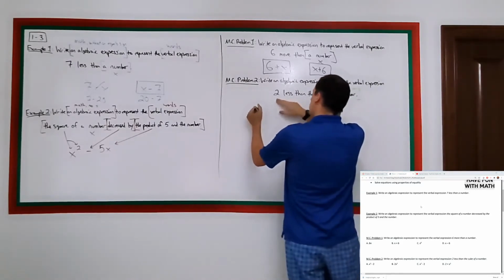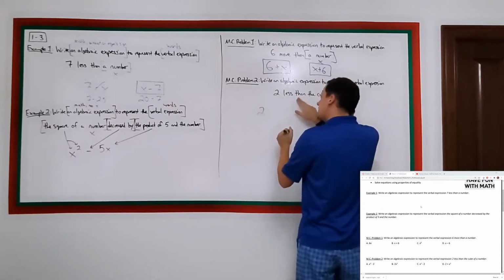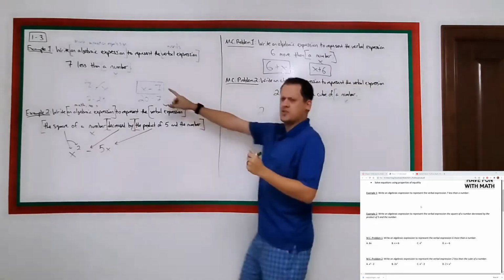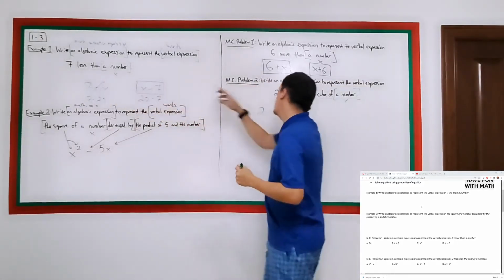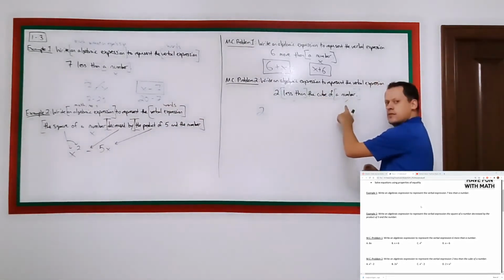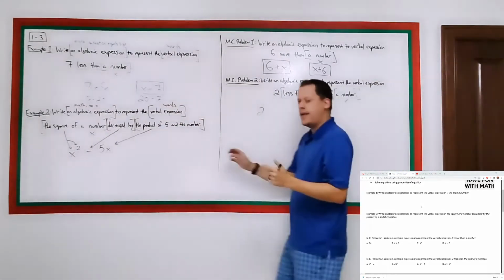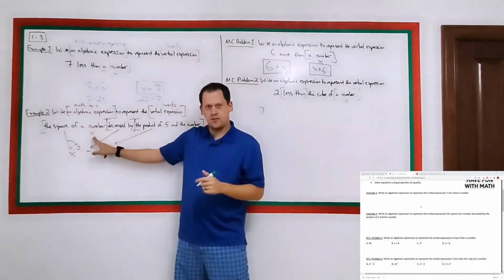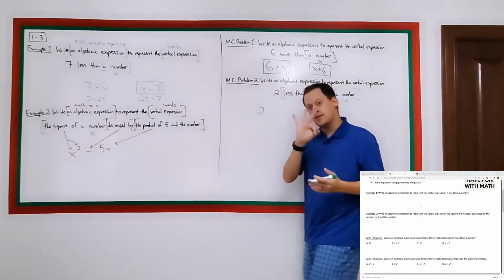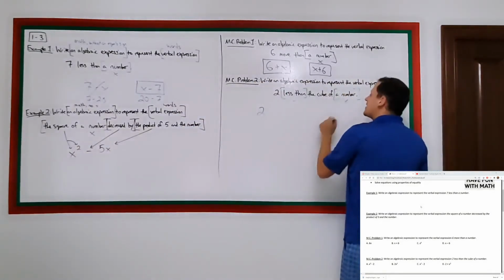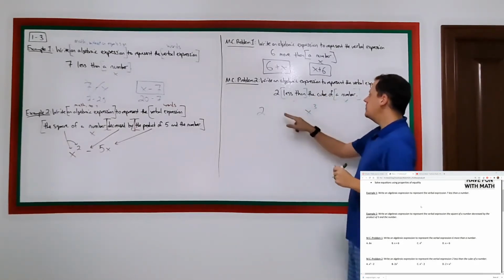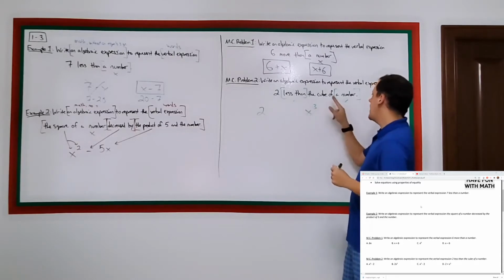2 less than means subtraction, right? We saw that in the first example. Less than means subtraction. The cube of x is kind of like the square of x, but instead of a 2, cube in math means 3. So this is going to be x to the 3rd power. So we've got 2, we've got a minus sign, and we've got x to the 3rd power.